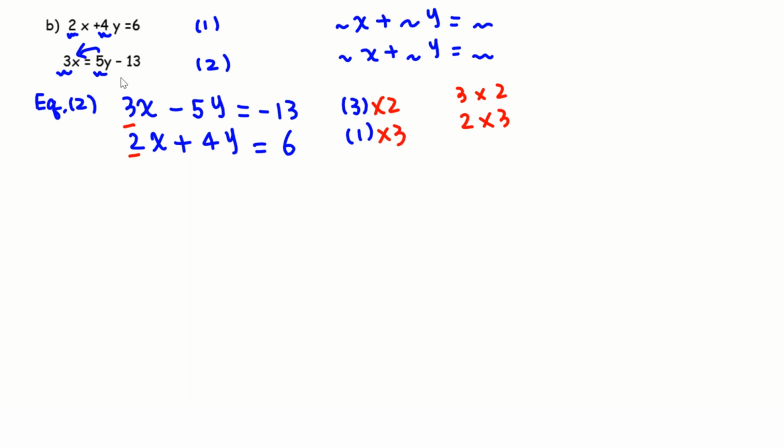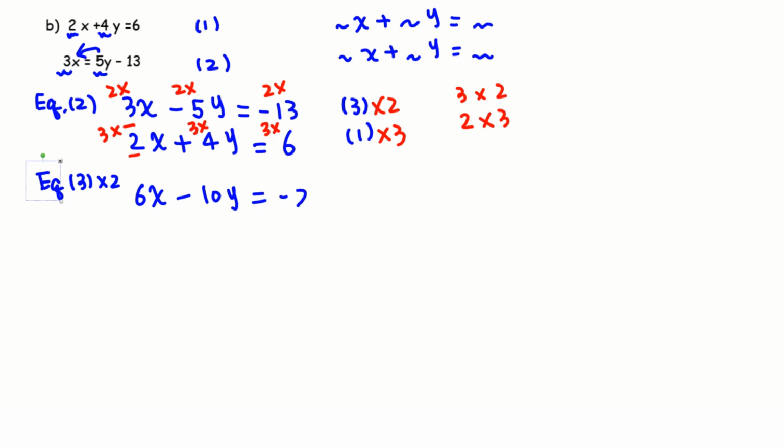It means each term in equation 3, we are going to times by 2. And in equation 1, we are going to times each term by 3. Then we are going to have equation 3 times 2 give us 2 times 3 is 6x. Negative 5 times 2 give us negative 10y. And 2 times negative 13 is negative 26.